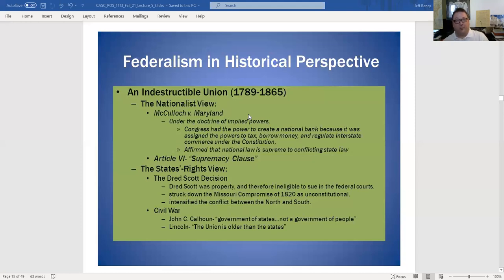So the Second National Bank has already been founded, and what the Second National Bank started to do was establish offices in each state. So it just wasn't located in Washington, D.C. They would have an office in the state of New York, in the state of Massachusetts, and they also had an office in the state of Maryland.